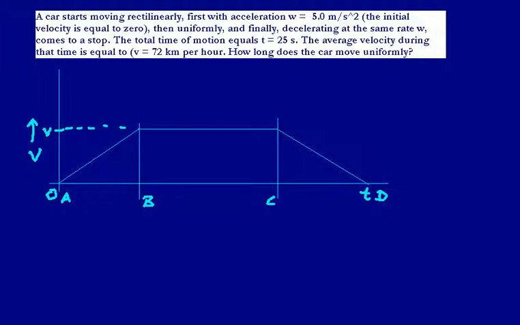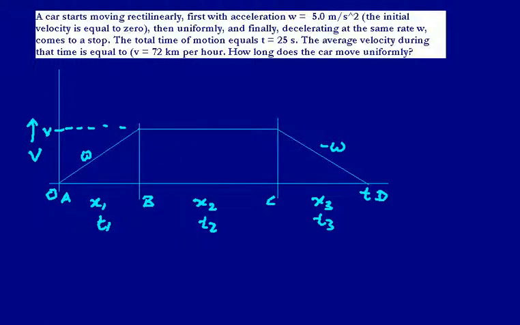For each of the phases AB, BC and CD, the car has some displacement, let's call them x1, x2, x3, and some times t1, t2, t3. Fine. So it has accelerated at a rate of omega or w in this case, which is equal to 5 meters per second square, and of course decelerated at the same rate.